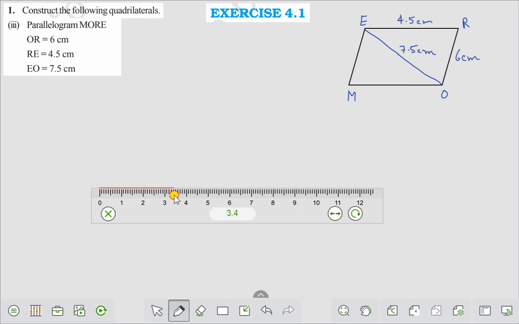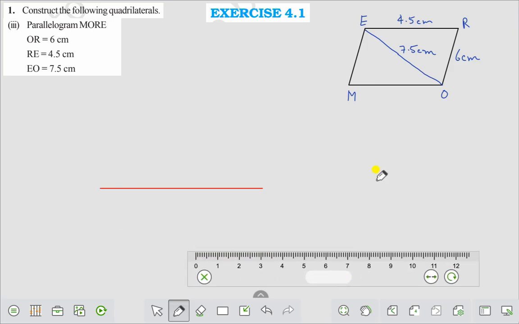Here you see we are taking 5, 6, 7, 7.5. This is exactly 7.5 cm, and the name of this diagonal is EO. Let us write the name, it is E and it is O. It is exactly 7.5 cm.